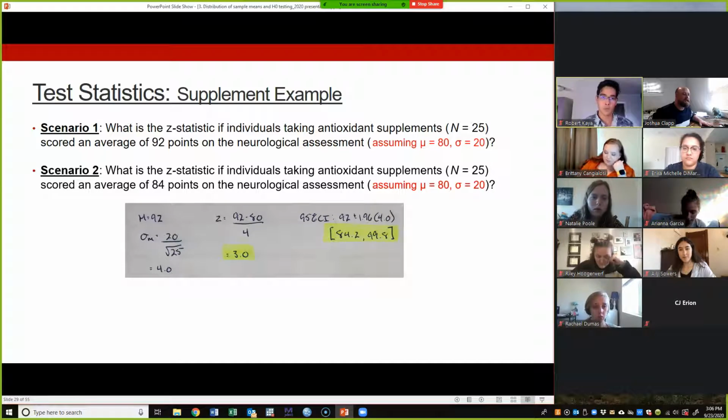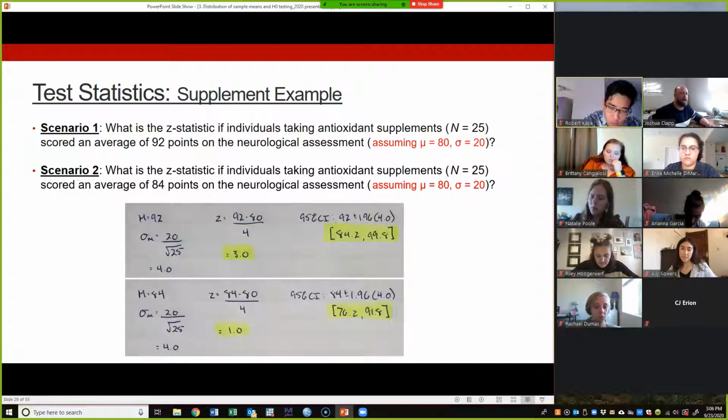Okay. And let's say that I went through and I got a sample of 25 older individuals, and this time they scored an average of 84 on this assessment. Again, I can just rerun this, right? Rachel, does my standard error change? No, right? Same stuff is going into my standard error. Because this is a z-test, I'm working with the population standard deviation. My sample is still 25, so my standard error is still 4, right?